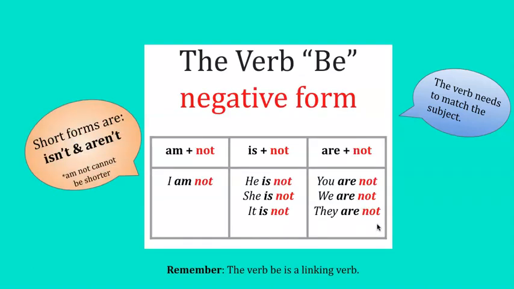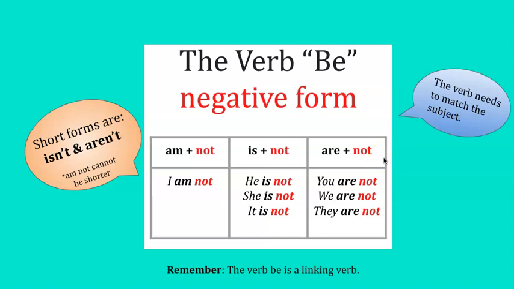It's the negative form of the verb be. You add not after the verb be. Am not, I am not. Is not, he is not. You are not, we are not, they are not.